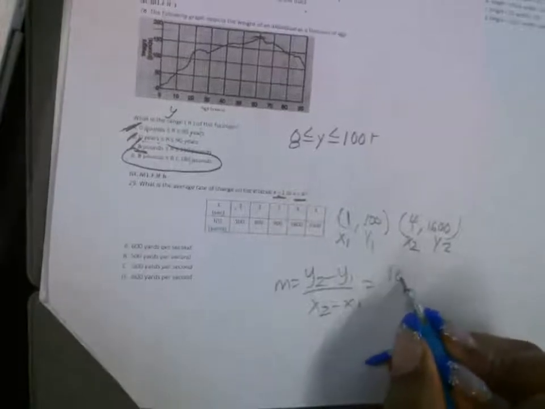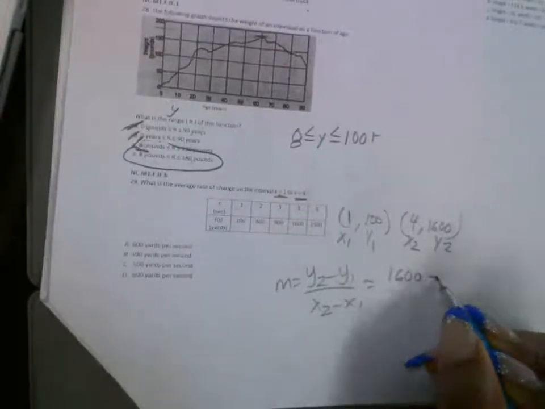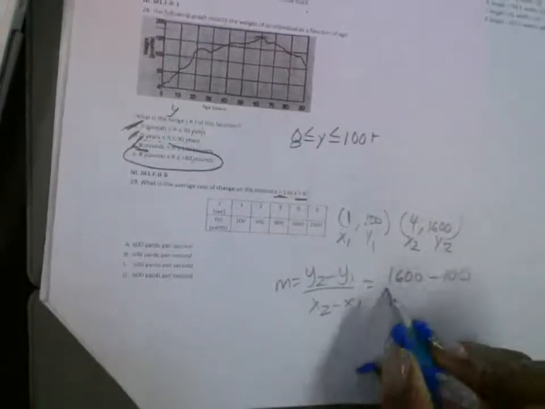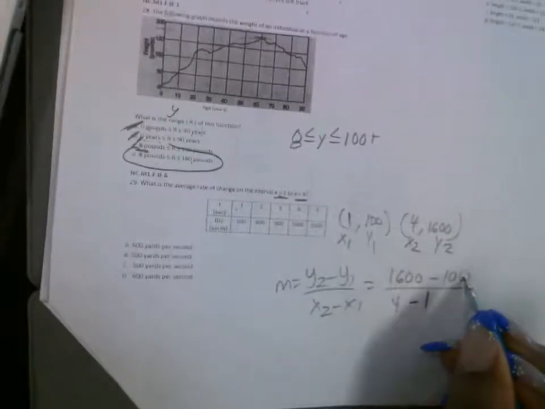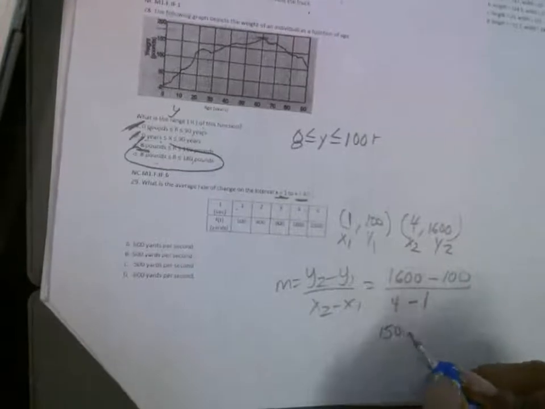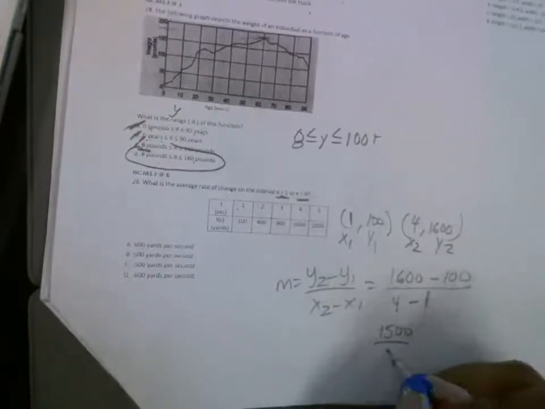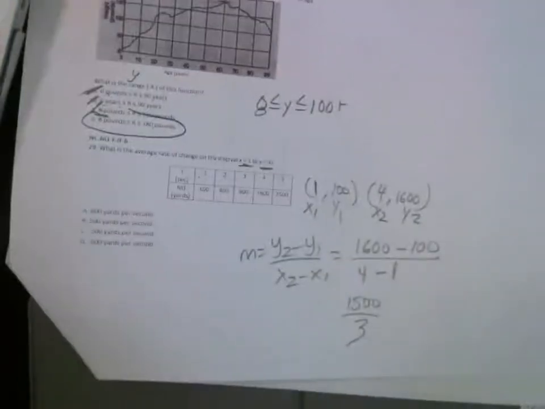So on the top, this is 1600 minus 100. And on the bottom, it's 4 minus 1. So this gives you 1500 on the top and 3 on the bottom. Okay? So now you have to choose the best answer here. Okay? All right, let's look at this one.